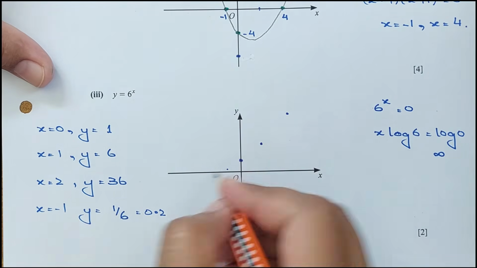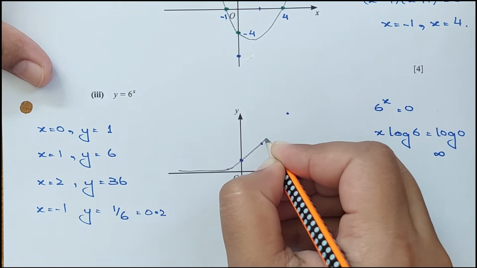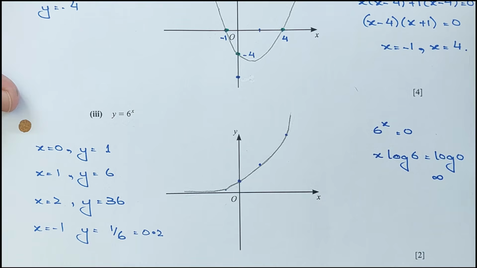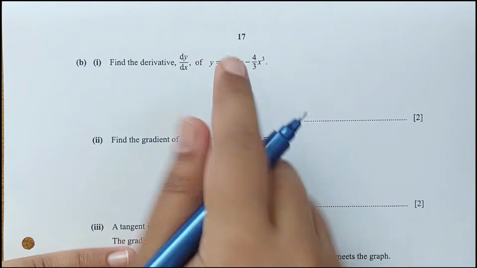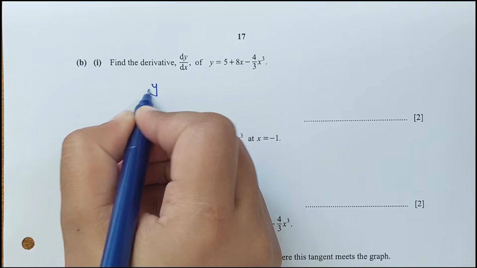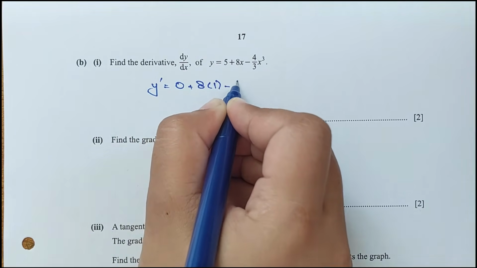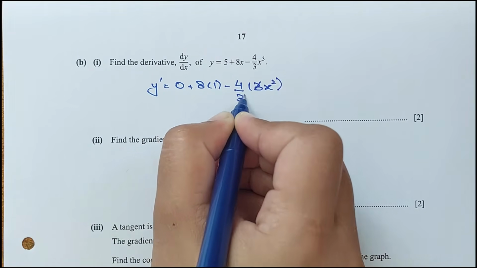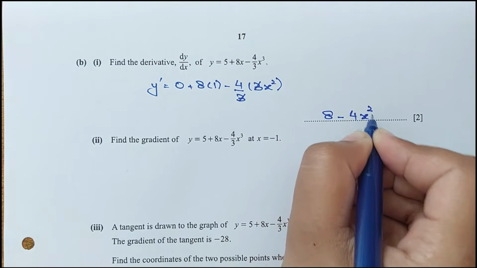Okay, let me connect the points. So this is going to be the sketch of the function. All right. Now for part B, number 1, find the derivative dy by dx of y equals this. The derivative of 5 is 0. Y prime is, 5's derivative is 0, 8x's derivative is 8, minus 4 by 3 times 3x square. 3 is cancelled with 3, so 8 minus 4x square is the derivative.